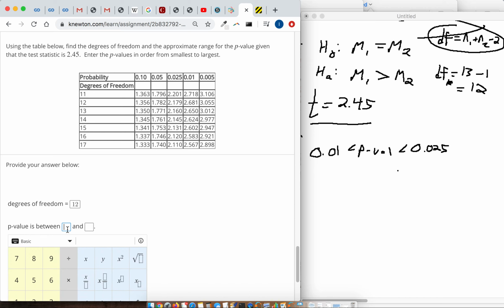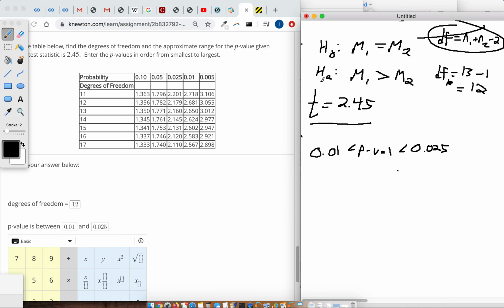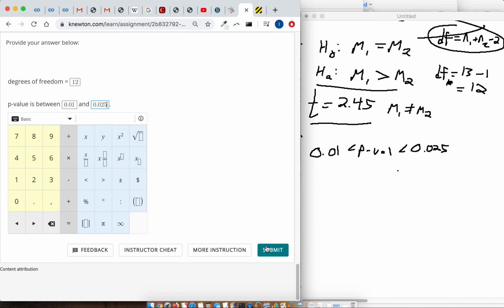But remember, the tables that Newton gives you are tables that only tell you the area to the left. Okay, so it's one-tailed area. If the alternative hypothesis said mu1 doesn't equal mu2, then that's different. You have to double each p-value, okay? The area of the p-value is doubled. So you'd have to do 0.02 is less than the p-value, which is less than 0.05, because it's two-tailed.